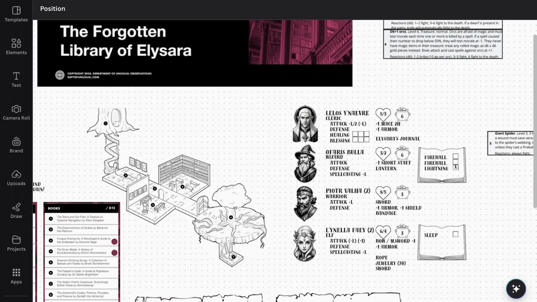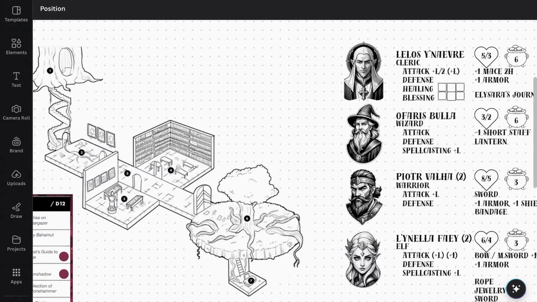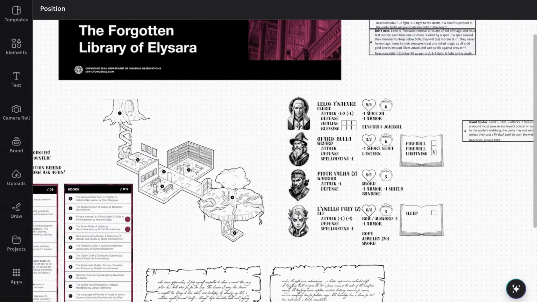Okay, so they climb up on the ladder, arriving back to the tree, and we are over this huge door, so I won't roll for any wandering encounters.